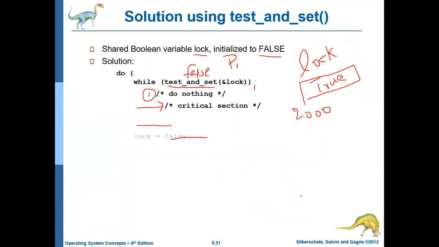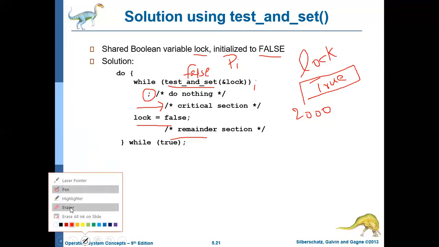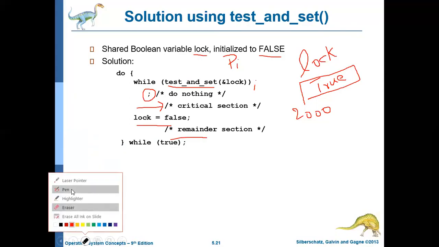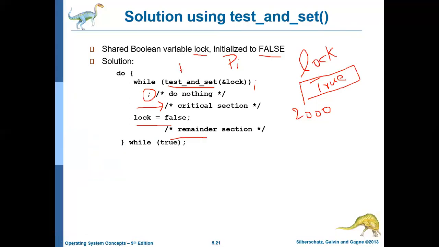So what the test and set atomic function returns here is true. It means that somebody else is already using the critical section, so this particular process pi cannot enter the critical section. As the while condition returns true, it will again call test and set with the lock value. Like that it keeps on checking. This is called a spin lock. It keeps rotating here.